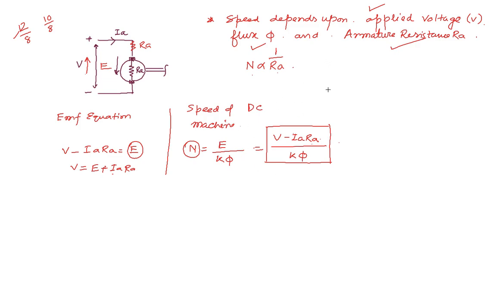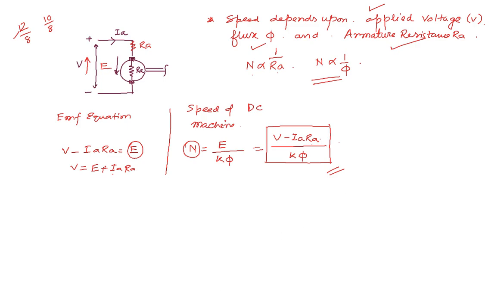And obviously from this you can say that N is inversely proportional to phi. If phi is increased, then N is decreased. So we can easily control this speed by phi. This is in your syllabus. If the question comes to write how you can control the speed of the DC motor, you should write up to this, then you can give any one method for the speed control.